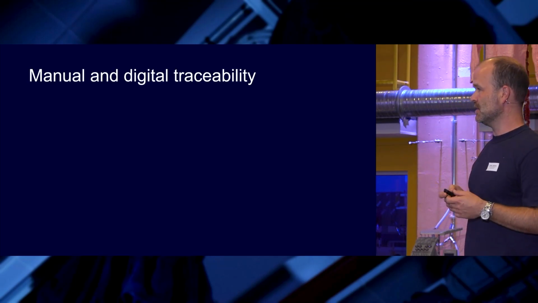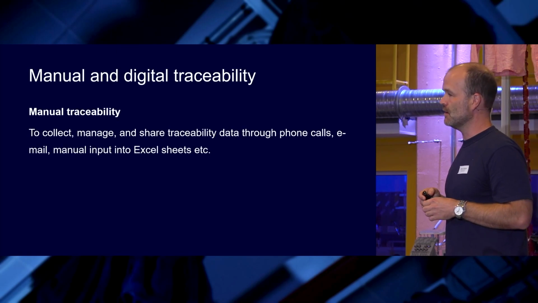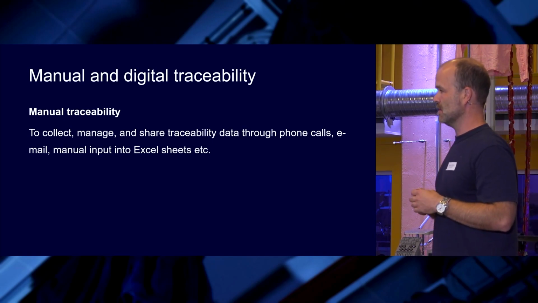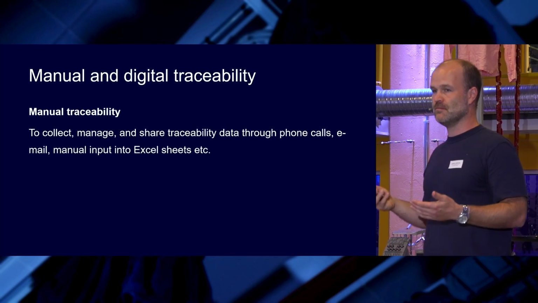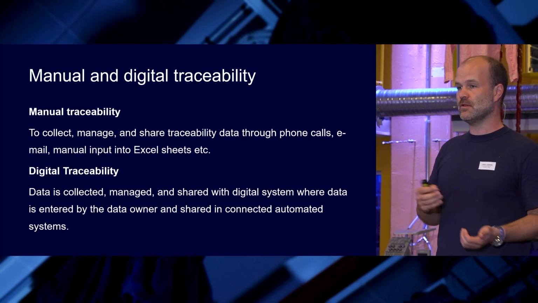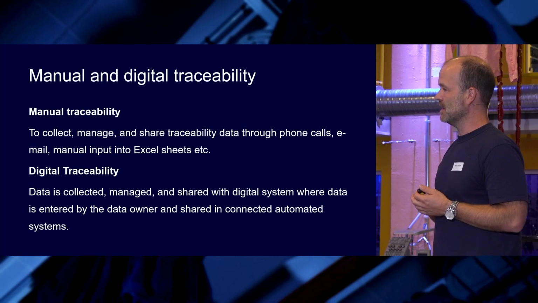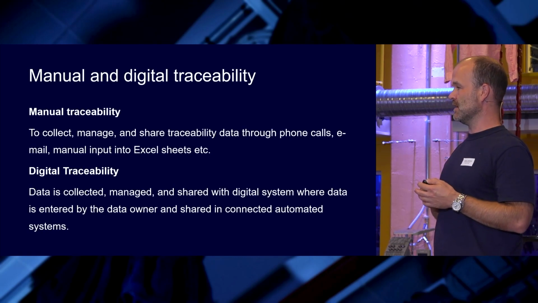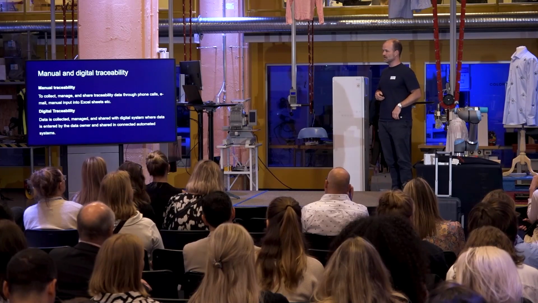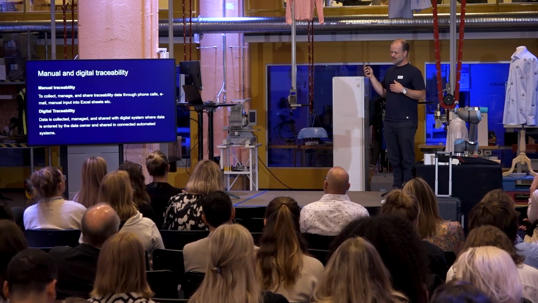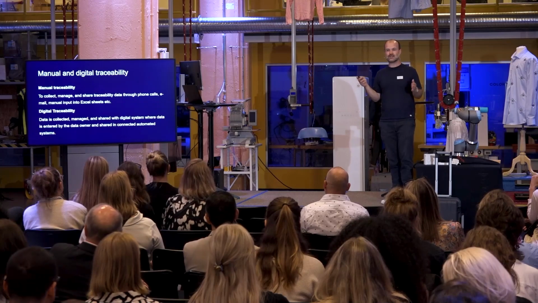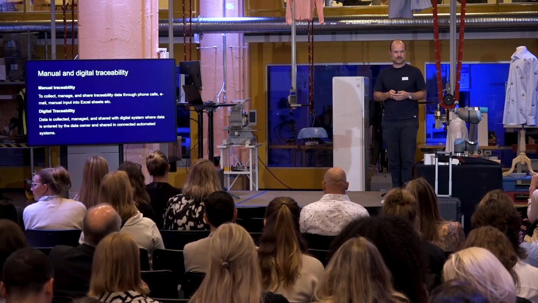There are some differences: manual and digital traceability. Manual traceability, we usually say, is to collect, manage, and share traceability data through phone calls, email, manual input into Excel sheets, etc. Very labor intensive. Whereas digital traceability, the black box for transparency, is sort of a version of that. Data is collected, managed, and shared with digital systems where data is entered by the data owner and shared in connected automated systems. Right now, I don't think there is one system that is doing this in a really good way, but there are many systems that are building up to become this.